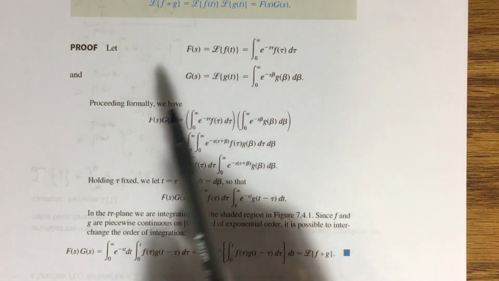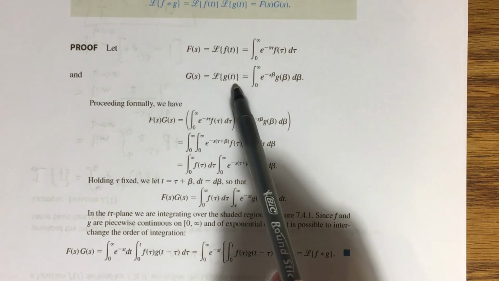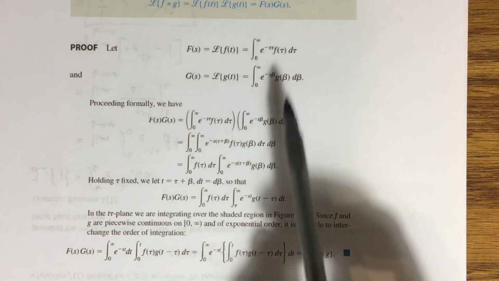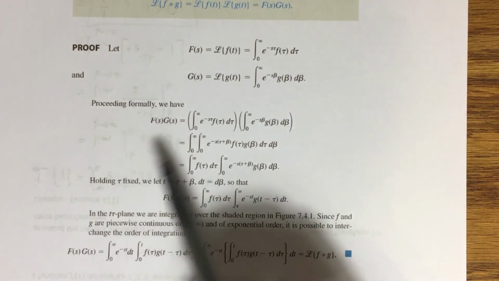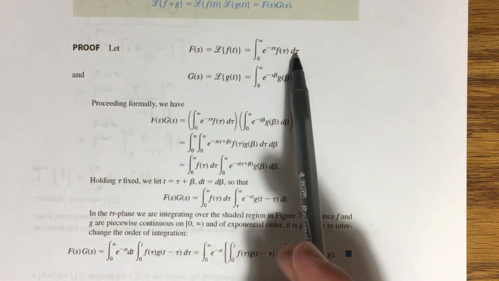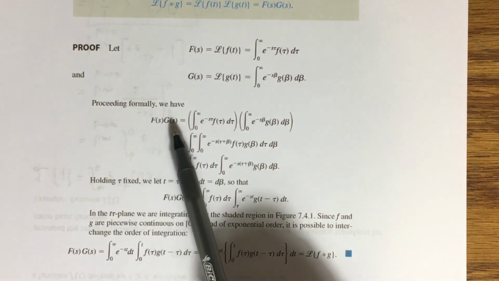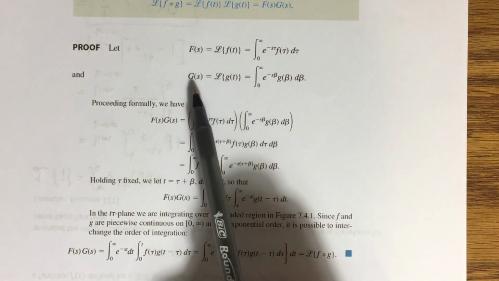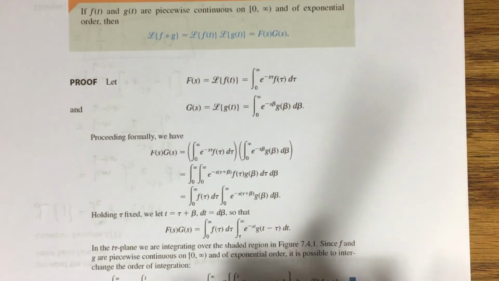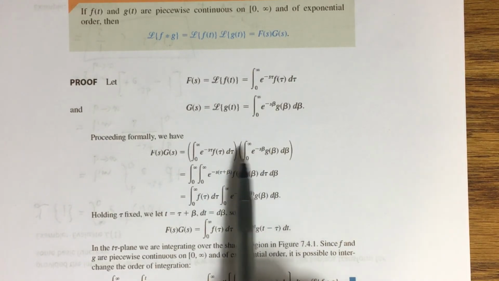So let's start by finding the Laplace transform of f and the Laplace transform of g, which we're also going to be calling capital F of s and capital G of s. This, by definition, is the Laplace transform for each one of those, and we're using different variables, tau here and beta here. Now, if I were to multiply these two things, capital F of s times capital G of s, because that's what's appearing in the theorem up here, then that would be the product of these two integrals.